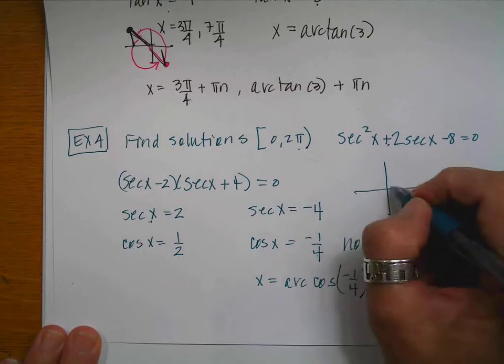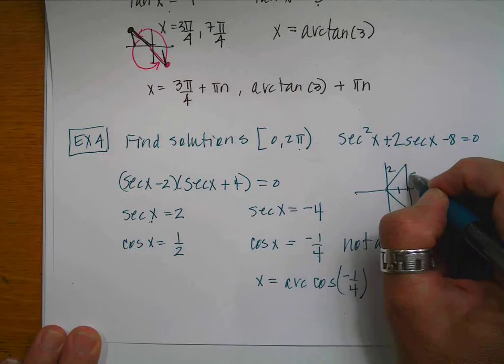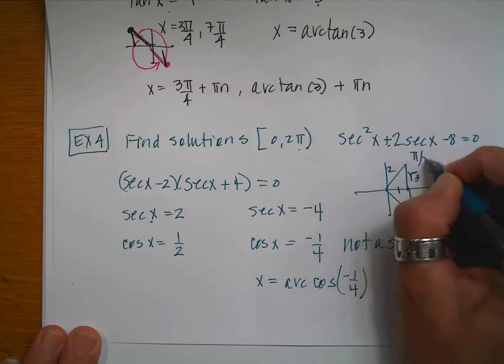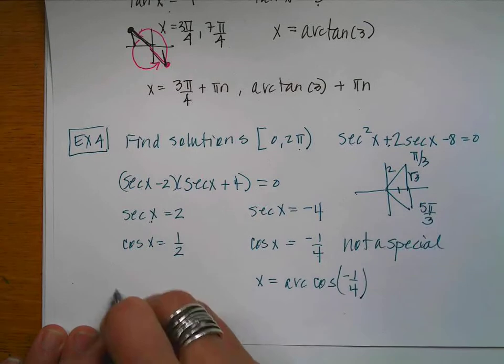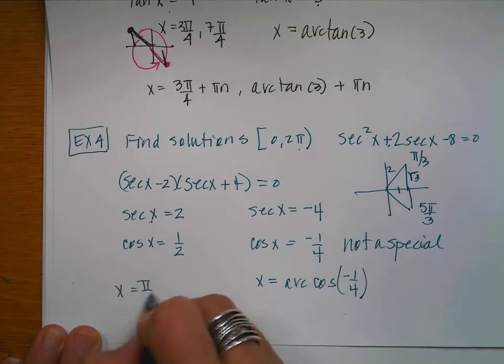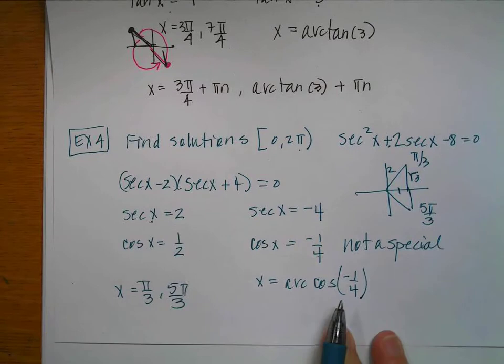This one, cosine is a half. I'll do it over here. Cosine is positive in the first and the fourth quadrants. This is radical 3, so this is pi over 3 and 5 pi over 3. So my solutions for this piece are pi over 3 and 5 pi over 3. And then those would be your 3 solutions.